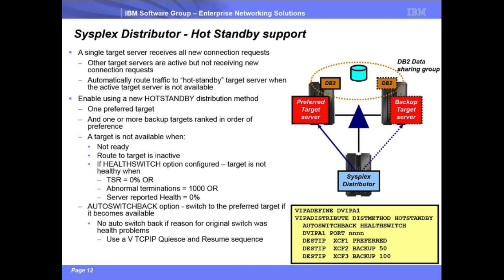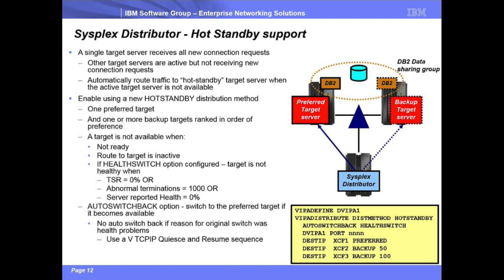So you can see in the example below, XCF1 has been configured as preferred, and two other stacks could have been configured as backups. The highest ranked backup in that case, XCF3, would be preferred. A target is considered not available when it's not ready, meaning there's no listener, or the route to that target is inactive. If a health switch option is configured, then the target server responsiveness fraction is also considered, as well as the WLM application reported abnormal terminations per thousand and the server reported health.